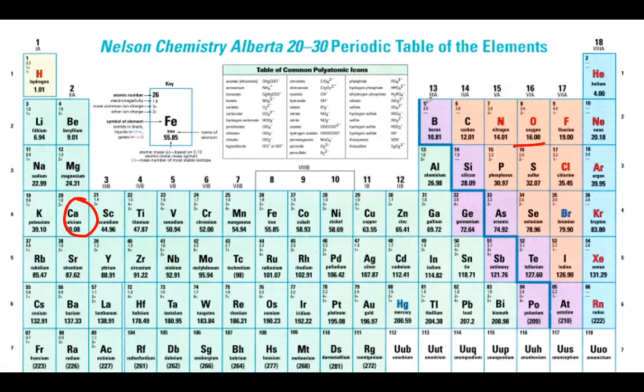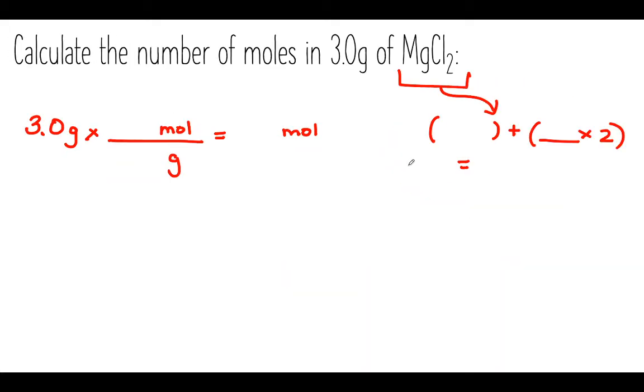So let's take a look. Go back to our periodic table. Magnesium has a molar mass of 24.31 and chlorine has 35.45. So 24.31 plus 35.45 times 2. If I take out my calculator, 35.45 times 2 plus 24.31 will give me 95.21 grams per mole.